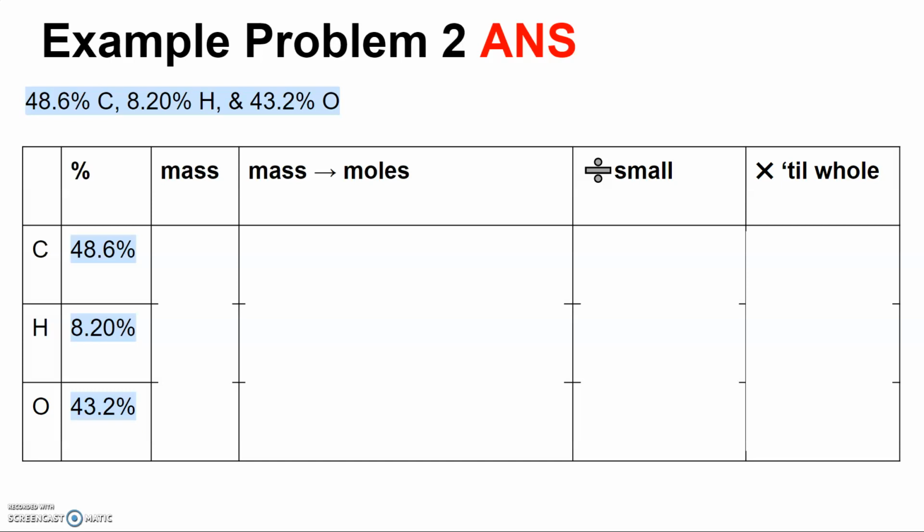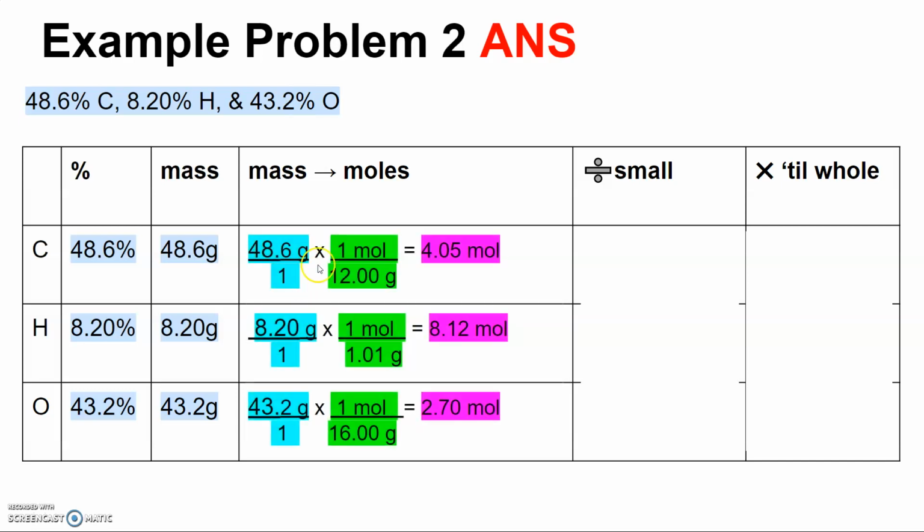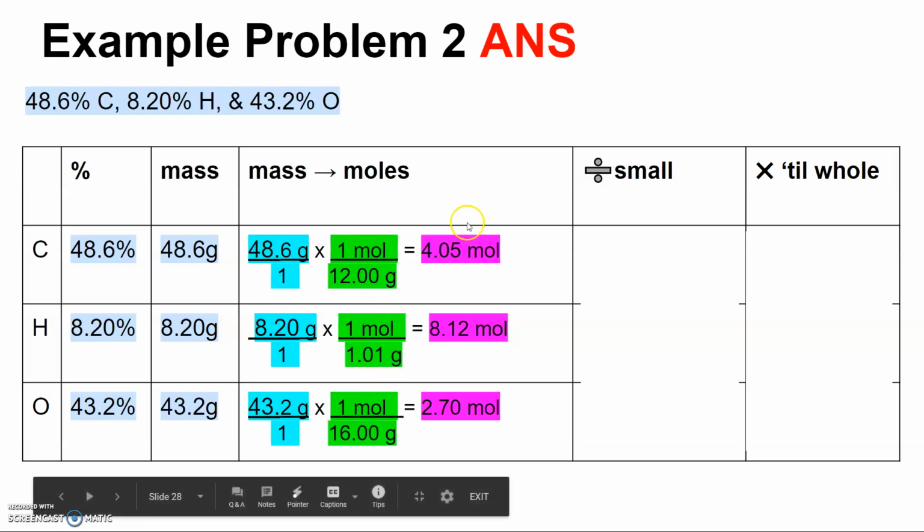So the first step, percent to mass, all we do is take the percentages for each element and turn them into grams. Second step, we are going to use dimensional analysis to convert from our mass to moles. So our work for that looks like this. Remember these numbers here, like the 12, the 1, and the 16, come from the periodic table.